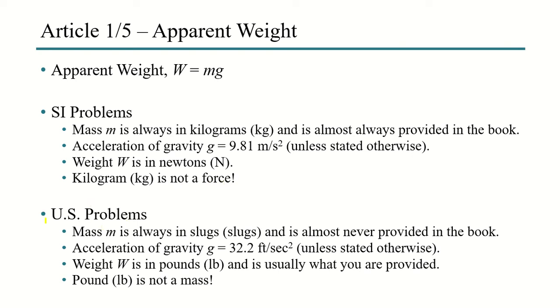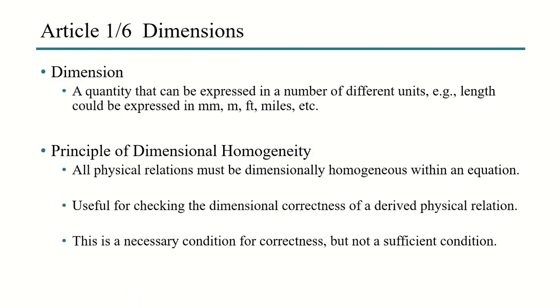For US problems, mass M is always in slugs, right? And it is almost never provided in the book. Acceleration of gravity, g, is equal to 32.2 feet per second squared unless stated otherwise. The weight W is in pounds. The symbol is lb and it is usually what you are provided. So pound lb is not a mass as well. I hope it's clear, class.